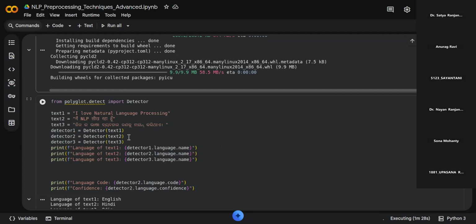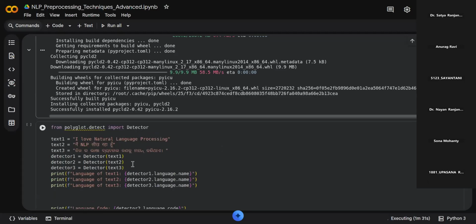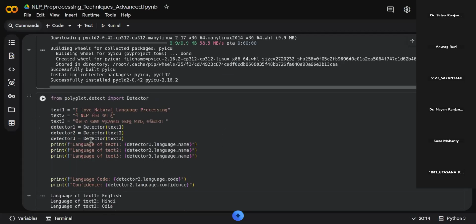First we call the Detector method and pass text 1, then call the Detector method and pass text 2, then call it and pass text 3. The results are collected in the variables detector1, detector2 and detector3. For the language of text 1, use detector1.language.name. If you directly print detector1, you will not get it. Detector1 is an object which contains a language, then name. So detector1.language.name will give you the name of the language. There is also a language code, detector1.language.code, and also confidence, the probability that this is this language: detector1.language.confidence.